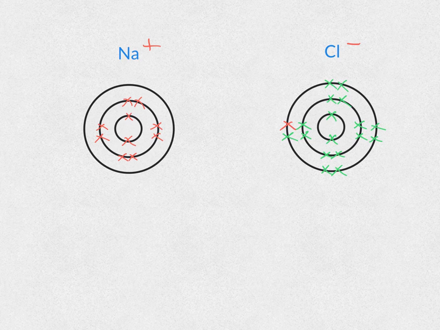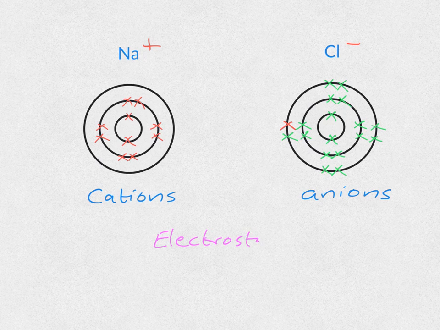These charged particles are called ions, and because these ions have opposite charges, they attract each other. Positive ions are called cations, and negative ions are called anions. The force that holds oppositely charged ions together is called an electrostatic force. And this type of force, holding oppositely charged ions together, results in what we call ionic bonding.